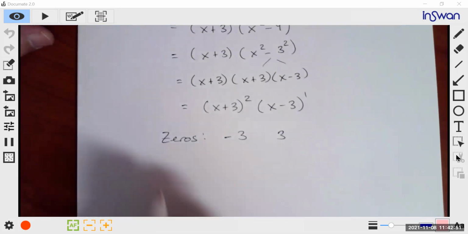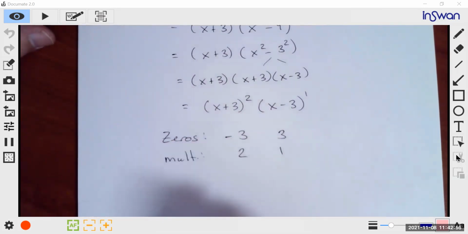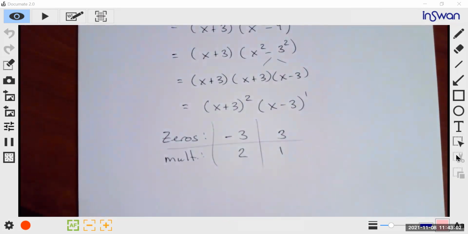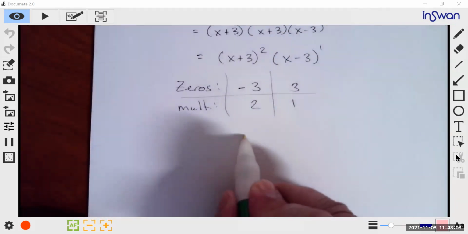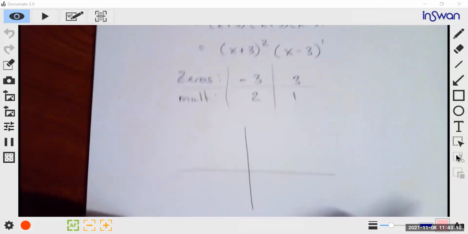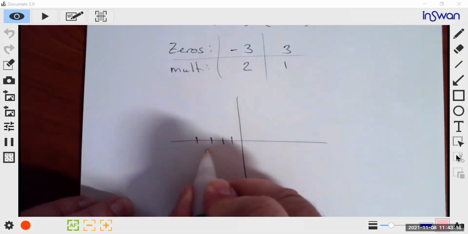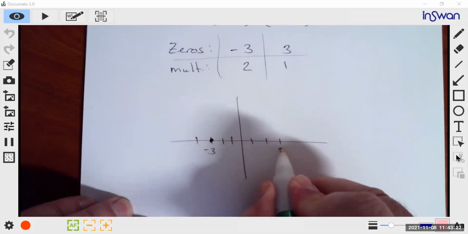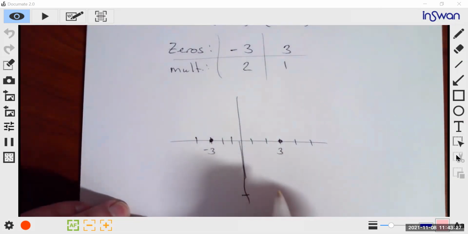So my zeros are at -3, 3. The multiplicities are now different. -3, +3, and we have a y-intercept at -27.